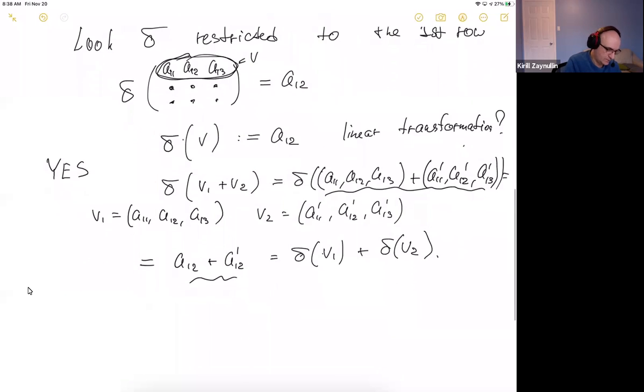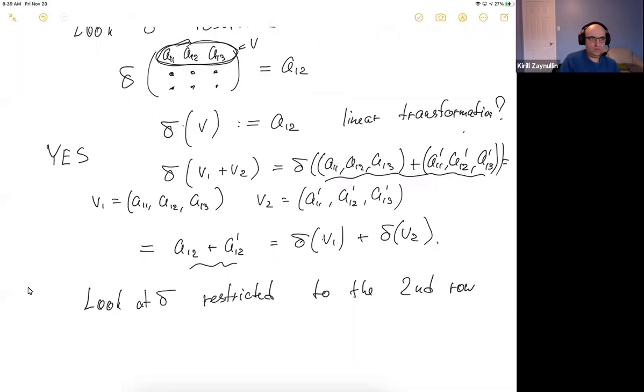Okay, good. Now let's look at delta restricted to the second row. What will happen in this case? Again, we only look at the second row and we fix all other entries.